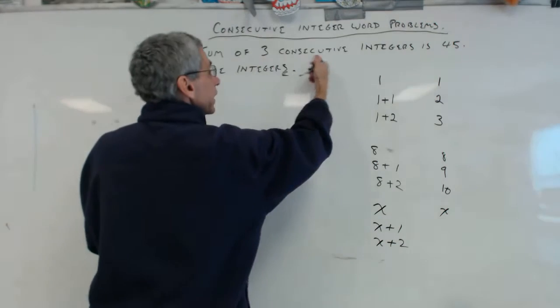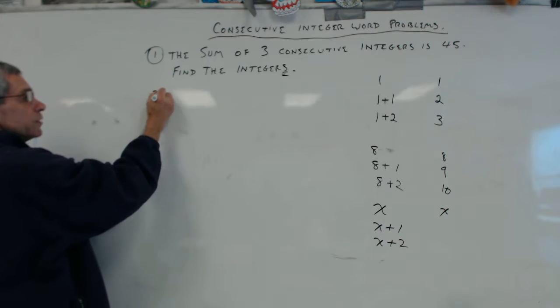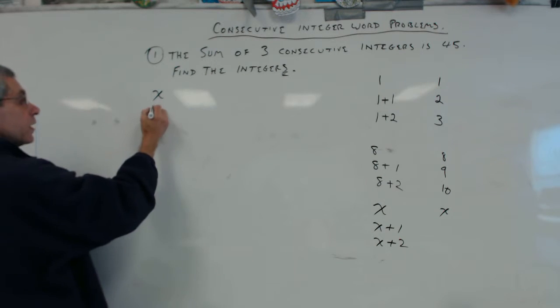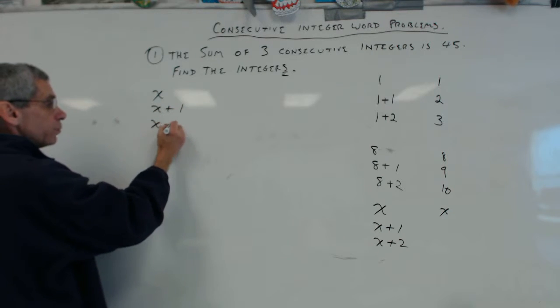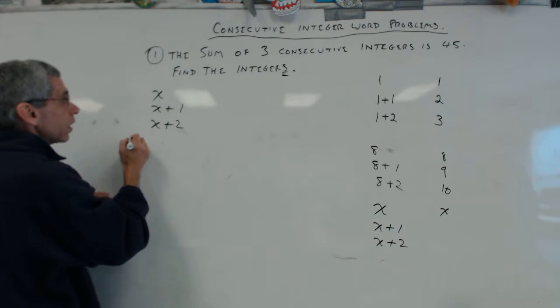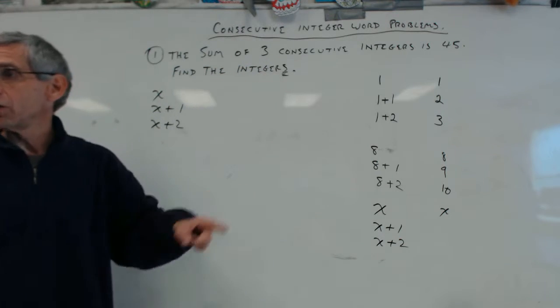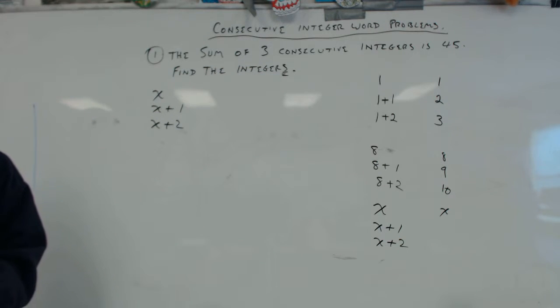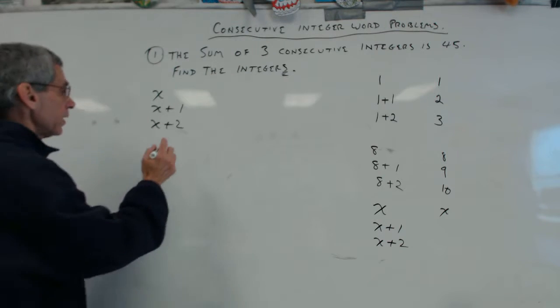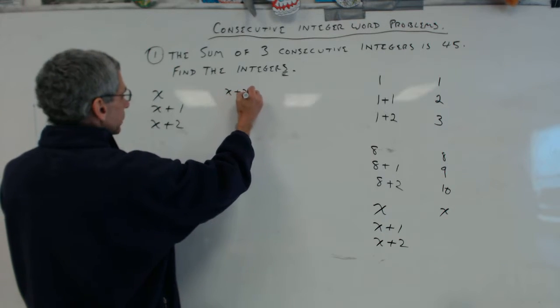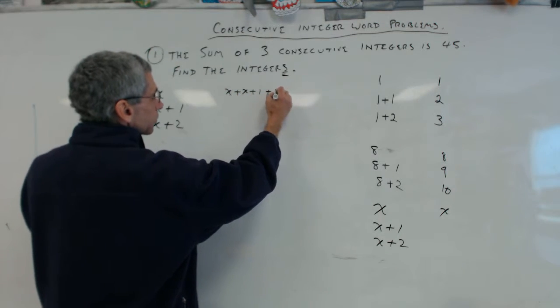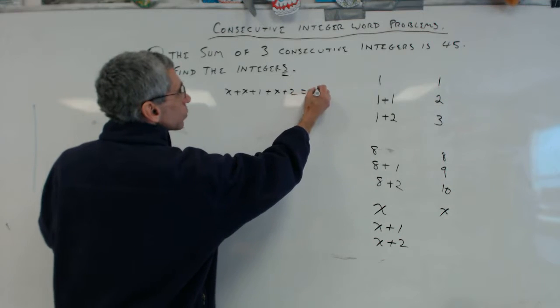We have 3 consecutive integers. I know the first number is x. I know the second number is x plus 1. And I know the third number is x plus 2, right? All right. Now it says the sum of those numbers, so you have to add all of them together. Does that make sense? Sum means add, right? So I have to add them together. And so I could go like this: x plus x plus 1 plus x plus 2 equals 45.